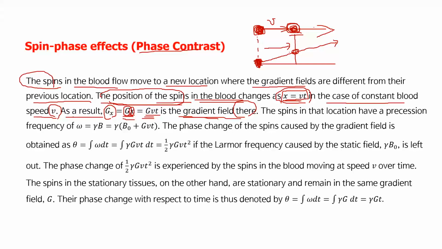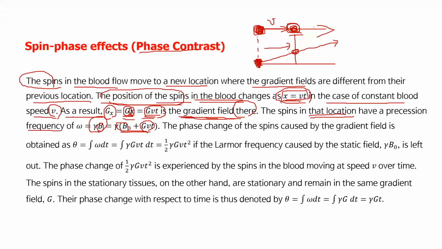So at the new position, the gradient field is changed, G x equals Gvt. The spins in that location have a precession frequency of gamma B. So gamma B is now changed to gamma B0 plus gamma Gvt.